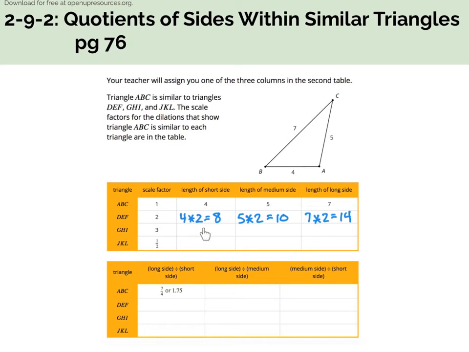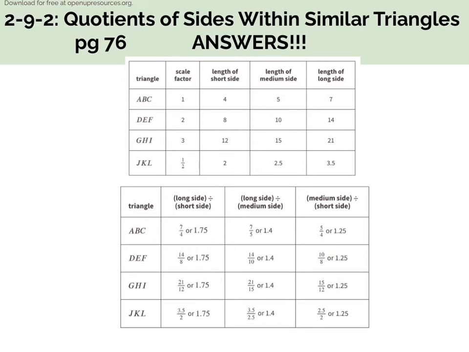So once you've filled in the top table, you need to fill in the bottom table, and you're going to do them for all of those. Go ahead and write those. The tables are on page 76. Go ahead and fill those out, and then we'll see if we got the same answer. Here are the answers that you should have gotten for both the top table and the bottom table.